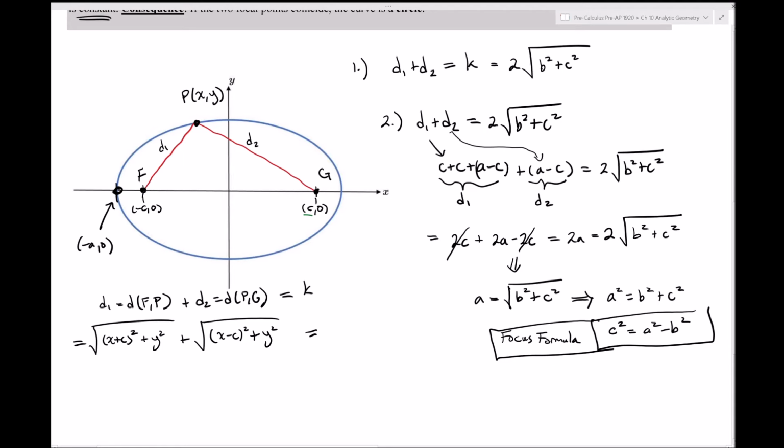So it looks like it's, well, in this case it was what? 2 times the square root quantity, b squared plus c squared. But we just found out that a is equal to square root of b squared plus c squared. So the simplest way that I can write this is 2a. So that's another thing I could have written. K is equal to 2a.